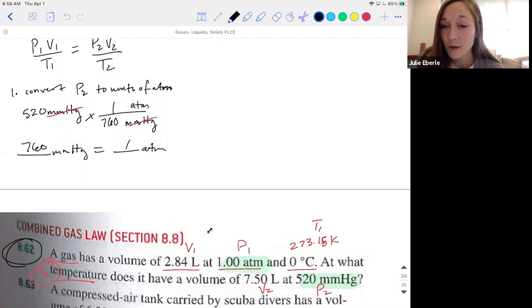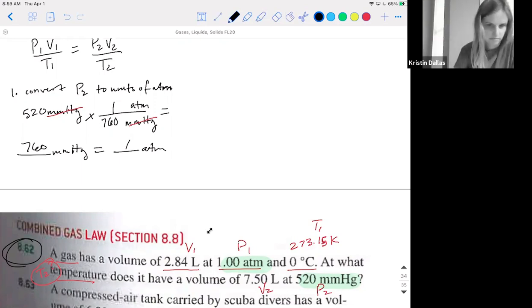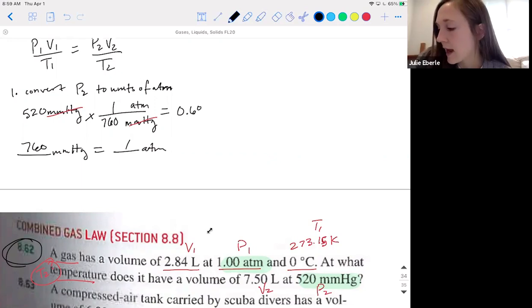So we haven't even started the problem yet. We're just getting the units and things the way we need it. Like 0.6, 0.7, somewhere in there. Anybody got it? 0.68. All right, 0.68 ATM. So this is our new P2. This is the one we'll use when it's time to plug that in.